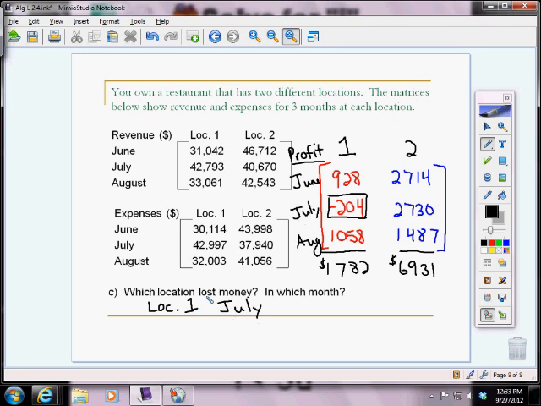So again, matrices are just a way of organizing information in a nice, concise way. And when you label it, you're able to see what each entry means.